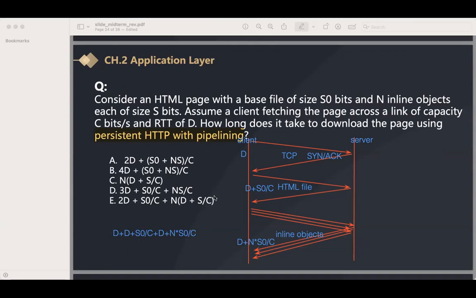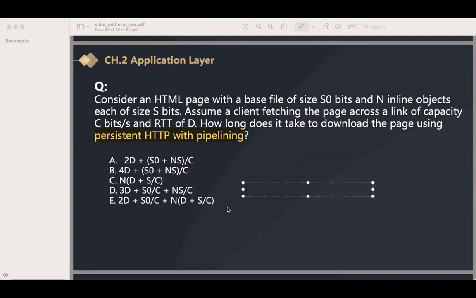So if you are still confused, try to do the calculation and draw this map by yourself. You need to draw this one by yourself if you still have no idea what is going on, and you will figure this out. So that's the calculation for HTTP.